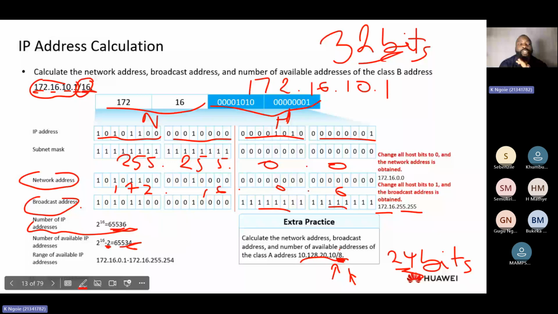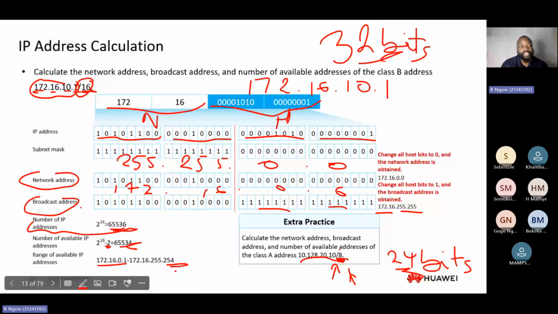Remember, those 2 are reserved. The broadcast and the network. So that's why we minus 2. That's why the range will start from 172.16.0.1. It's not going to start from 0 because 0 is already reserved for network. And 255 is also reserved for broadcast. That's why we get to 254. You understand? So that will be the range. So from this IP to this IP, that will be the total range of what we can have.